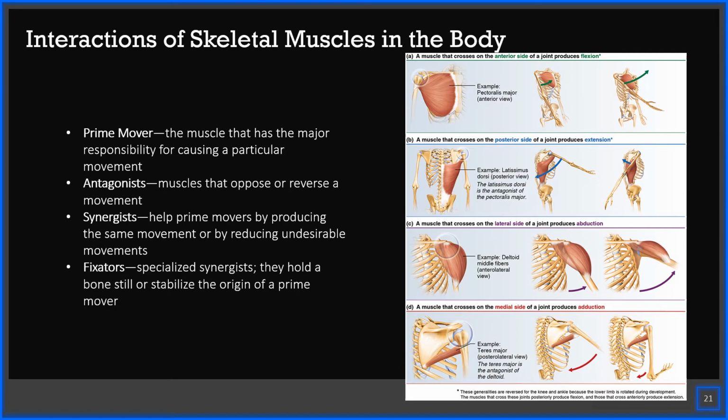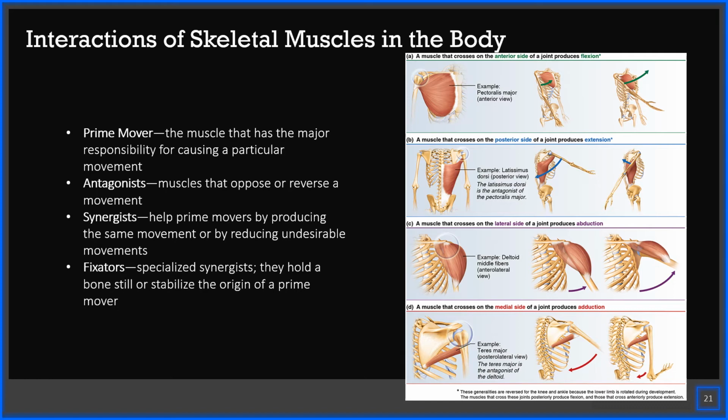In the figure, in A, a muscle that crosses the anterior side of a joint produces flexion. The example they're using here is the pectoralis major, your chest muscle, or one of them rather. And B is a muscle that crosses the posterior side of the joint, producing extension. That would be your latissimus dorsi, your lat, which is one of your back muscles. So it's opposite muscles on opposite sides of the body causing opposite movements.